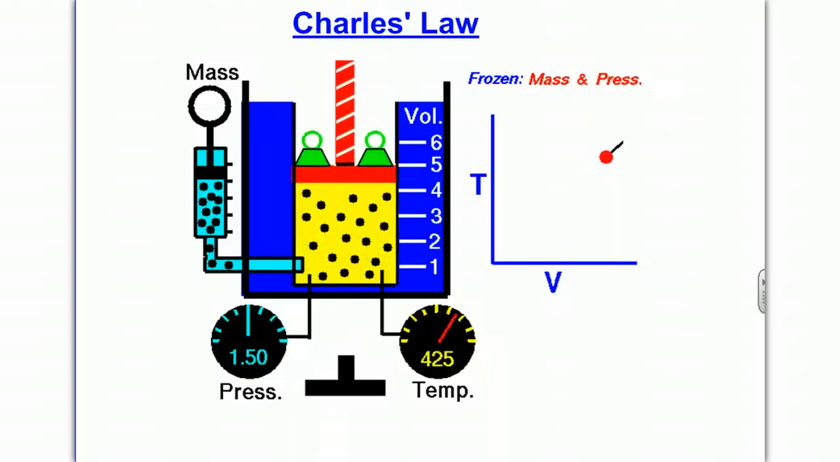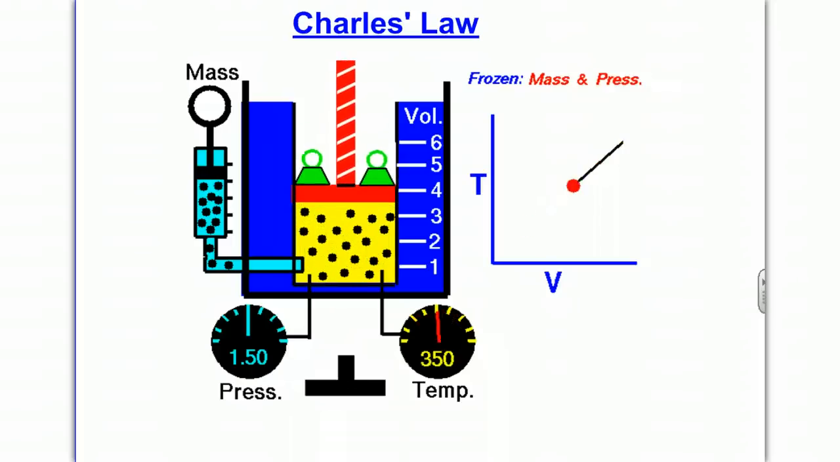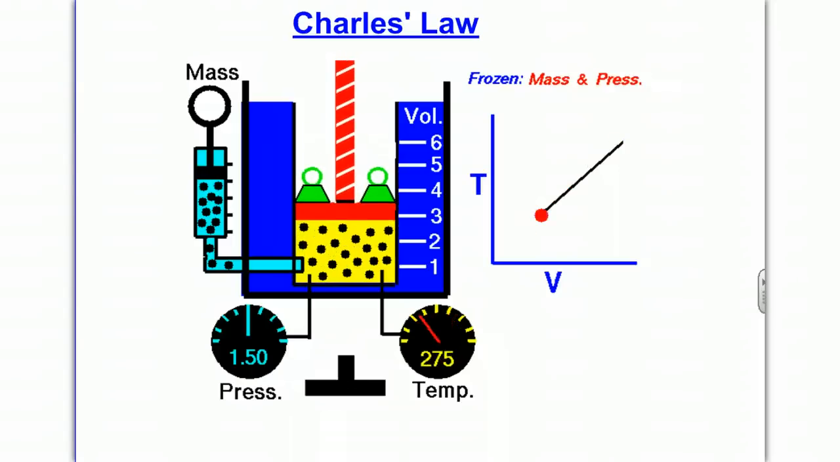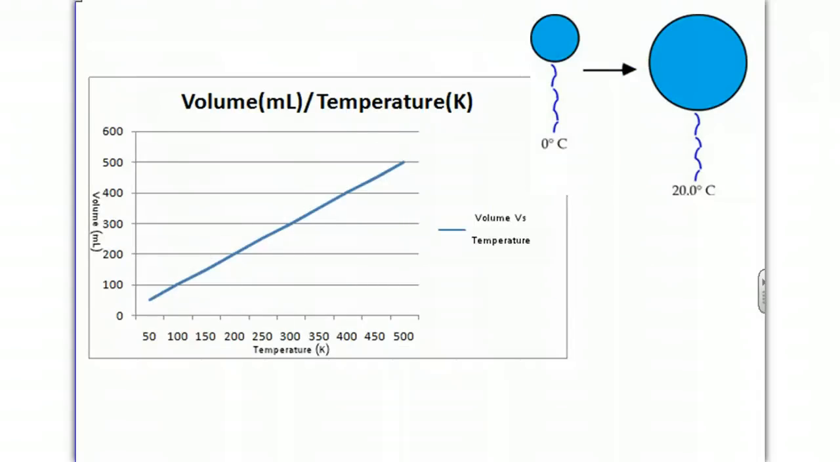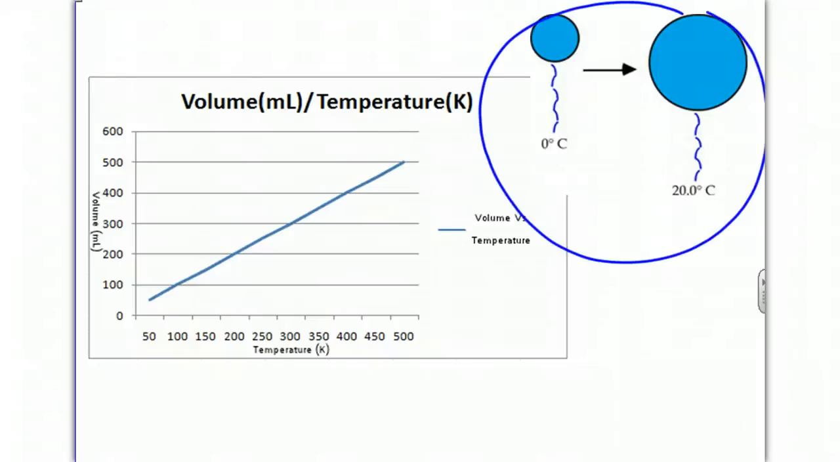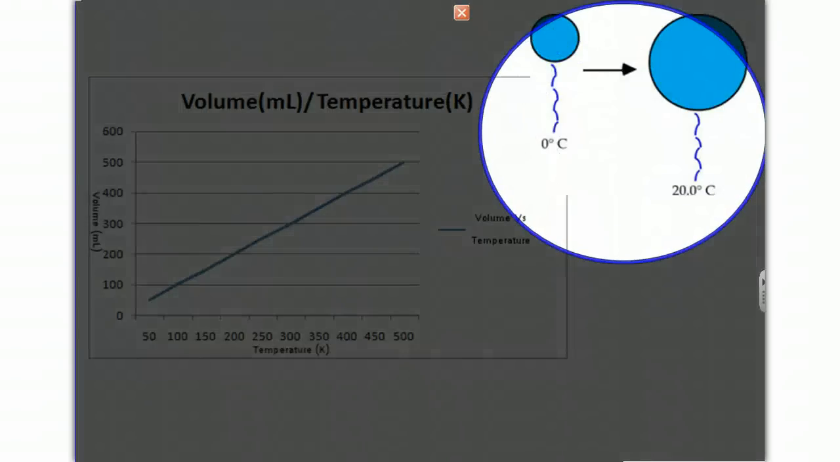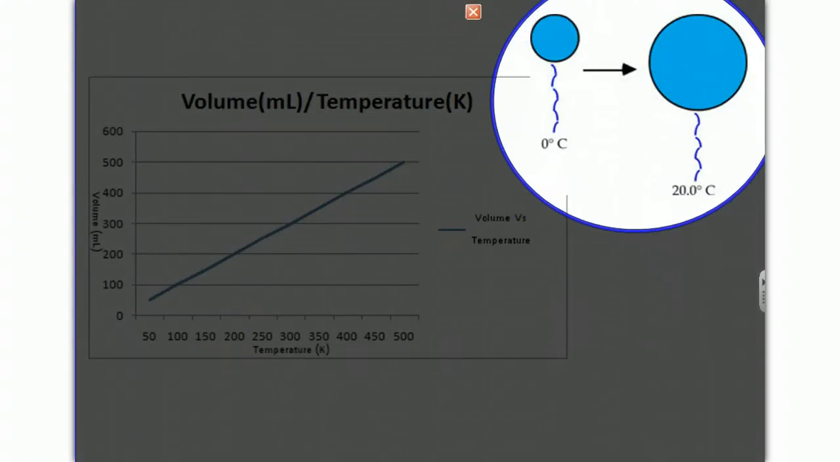And you'll notice here, they're keeping pressure constant. So as the temperature is decreased, then the volume decreases, and vice versa. So here's an example of the graph again, and then a balloon showing you that at 0 degrees, the volume is smaller than at 20 degrees where the volume is larger. Increased temperature increases volume.